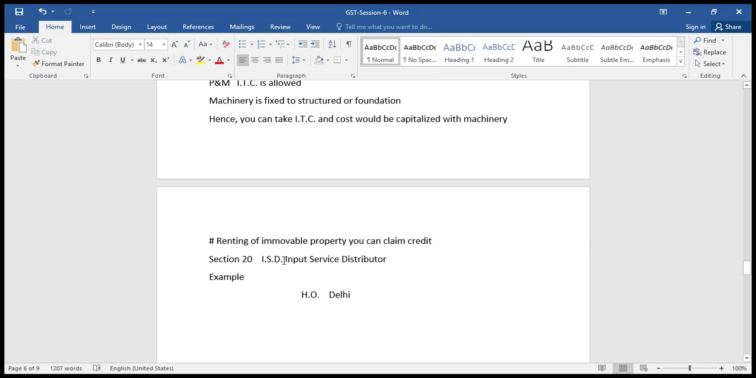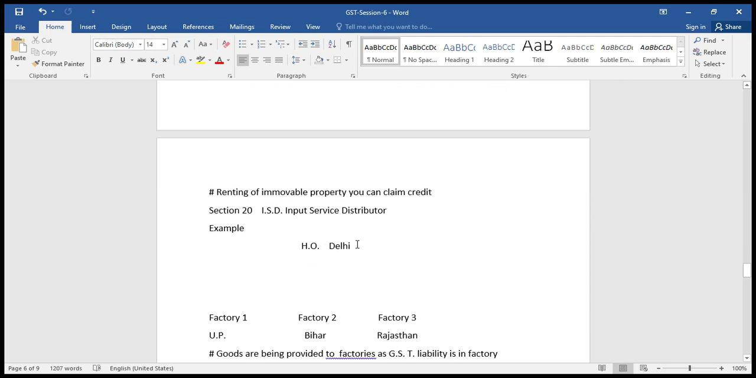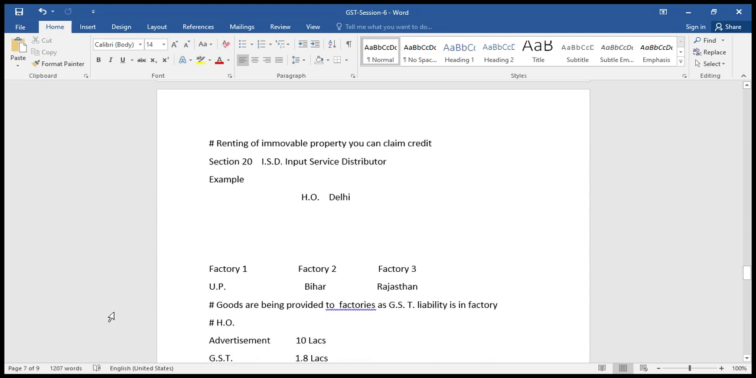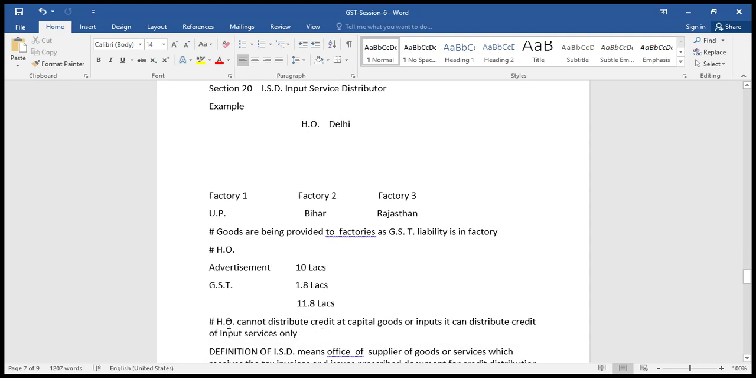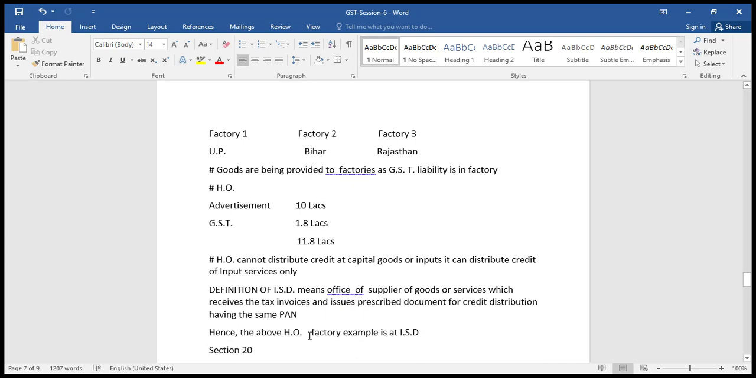Section 20, ISD, input service distributor. HO Delhi, Factory 1 UP, Factory 2 Bihar, Factory 3 Rajasthan. Goods are provided to factories as GST liability is in the factory. HO advertisement 10 lakhs, GST 1.8 lakhs, total 11.8 lakhs. HO cannot distribute credit of capital goods or inputs. It can distribute credit of input services only. In ISD, credit of capital goods or inputs cannot be distributed. Only input services can be distributed.